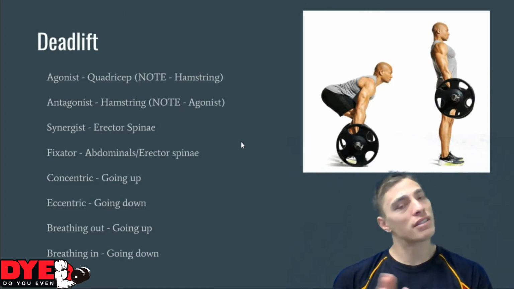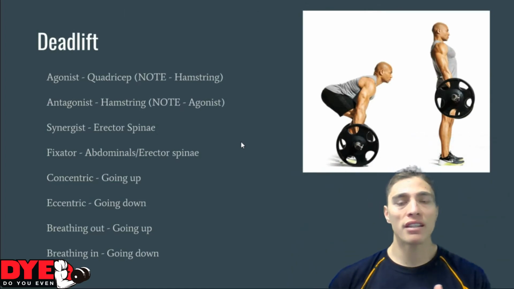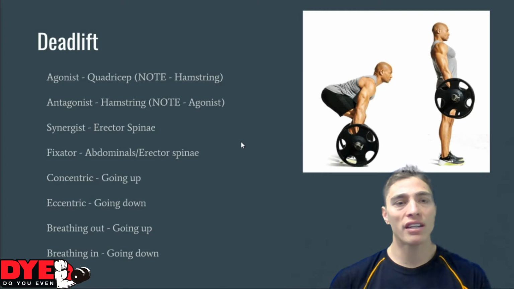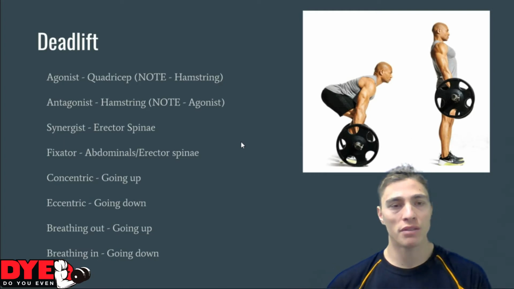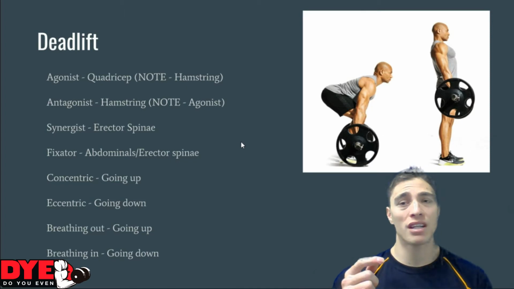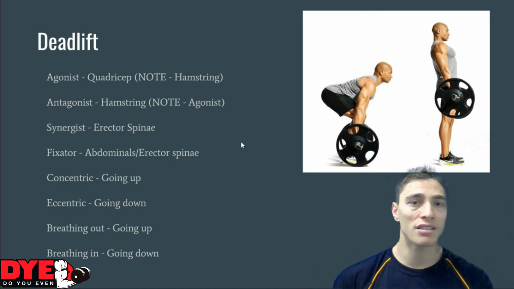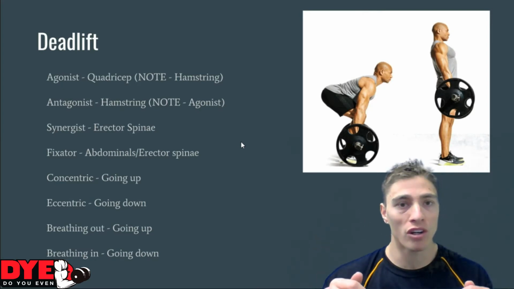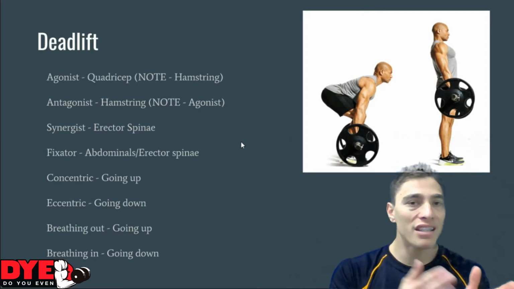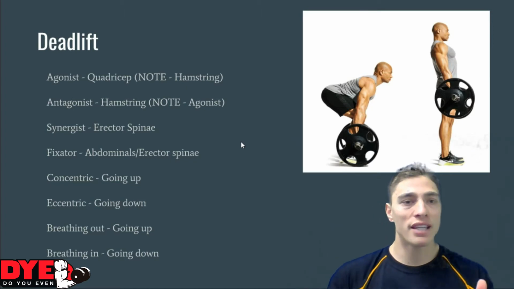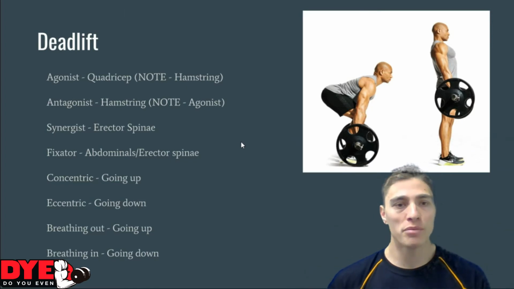Deadlift, so here's a niggly one. So the agonist, if you actually broke down the movement, when you are going up, pushing up, lifting the weights, your agonist would be the quadricep. I've got here note hamstring. A lot of people consider a deadlift to be a hamstring exercise. This is correct if you are controlling the weight while you're lowering, and then that would be eccentrically working your hamstrings. So the antagonist, if we were to say quad, is your hamstring.